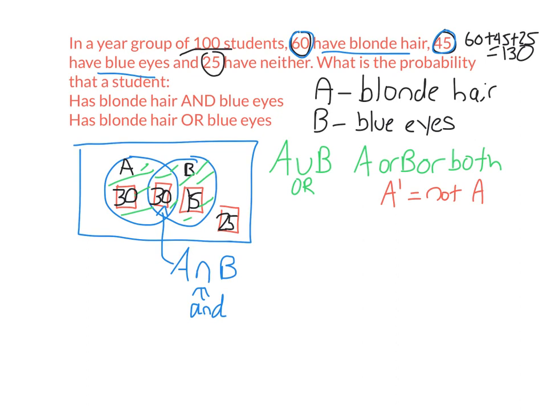So note these four numbers do add to 100. 30 plus 30 plus 15 plus 25 does equal 100. So I know I've done something right. So that's the Venn diagram. So let's look at the two-way table now.